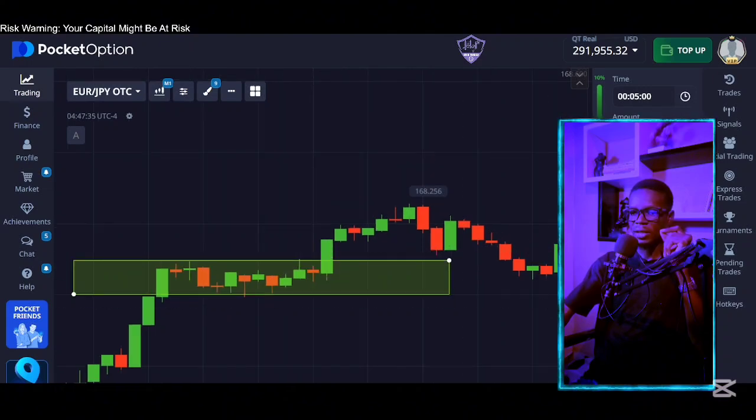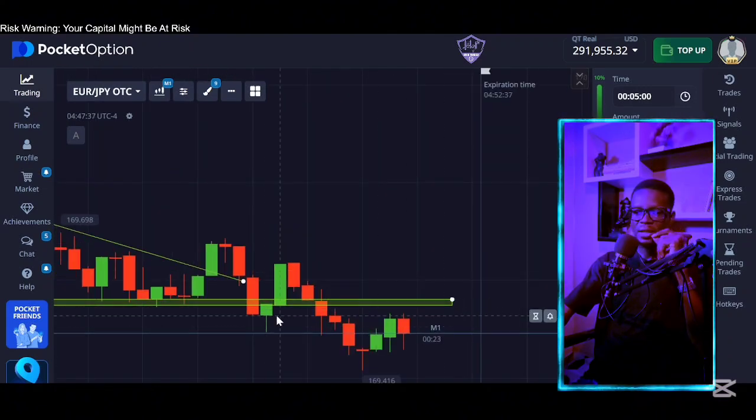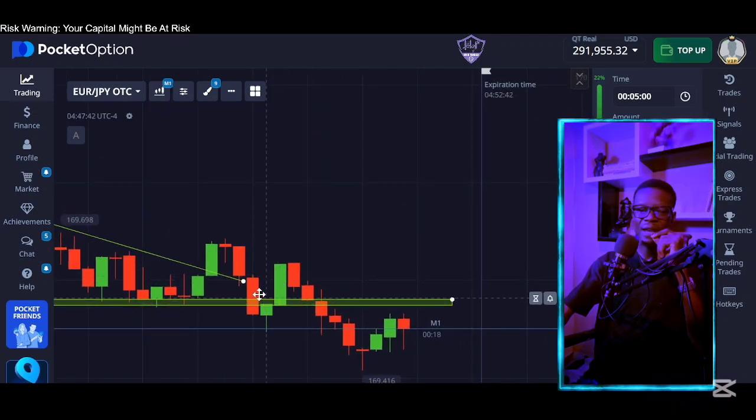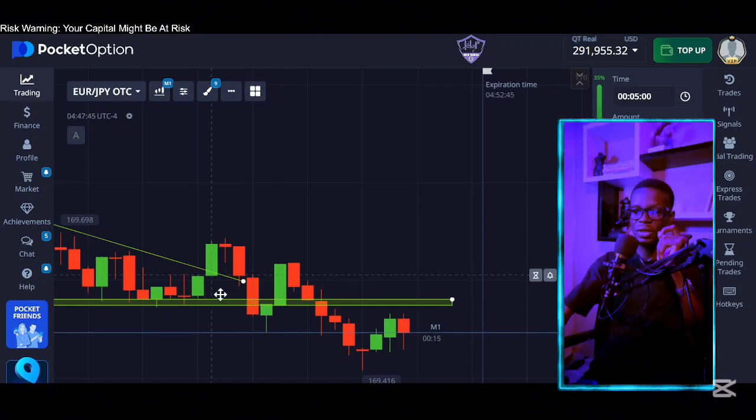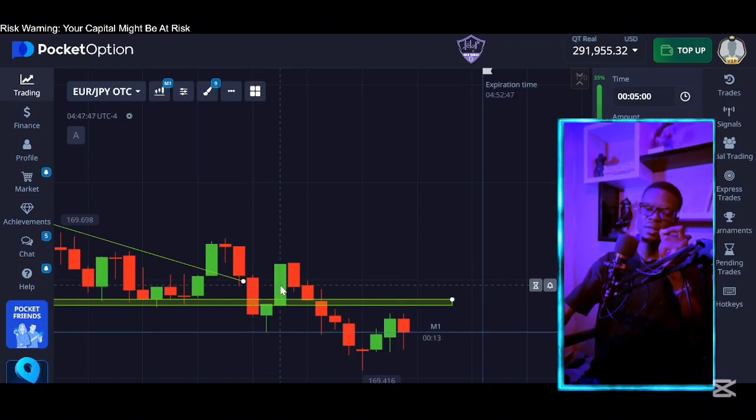Okay, if you look at this level, when price tested this level, we had strong volume from the buyers, but we didn't have any kind of weaknesses. We also didn't have the price respecting this level. So this right here becomes an invalid setup.